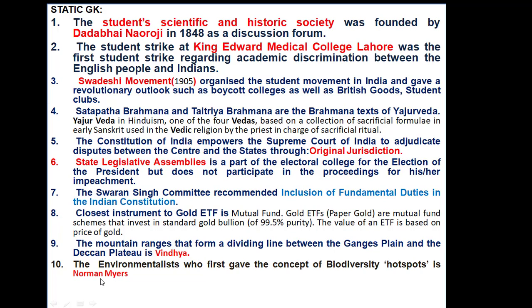Clear? Then next, the environmentalist who first gave the concept of biodiversity hotspot is Norman Myers. So Norman Myers is the environmentalist who first gave the concept of biodiversity hotspots. So these are the important statics for this session.